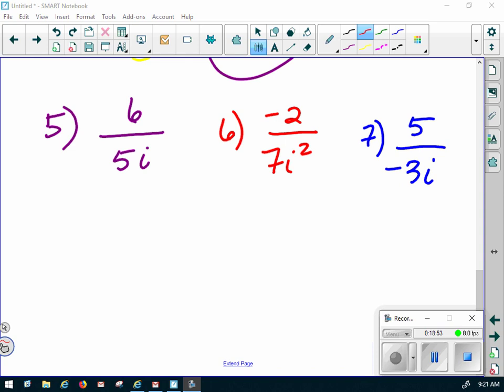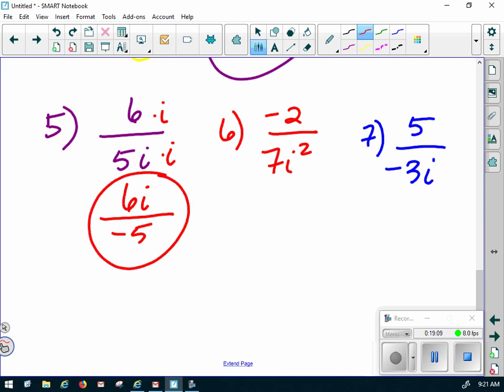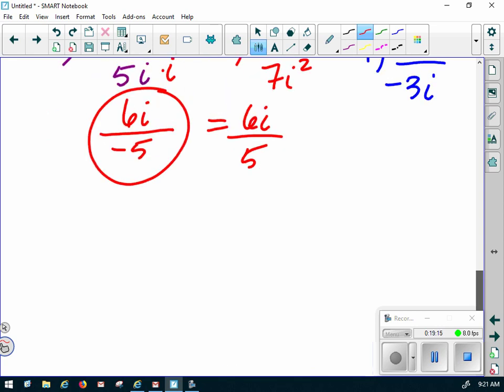Now listen, I saw this. Beautiful. So you get 6i over i squared, which is negative 1 times 5. Now, some of you are doing this. Why are you doing that? That's a no-go. This is a positive divided by a negative. That doesn't change anything.